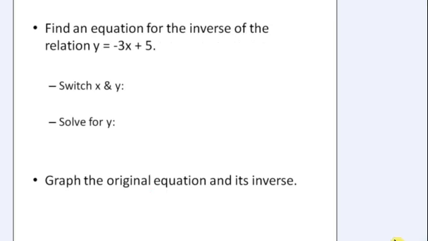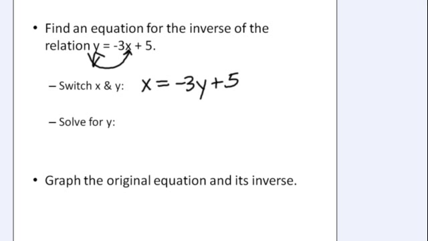We can find inverses from points. We can also find inverses of equations. So we're going to find an equation for the inverse of the relationship between y and x, and y equals -3x plus 5. Well, just like with the points where we switched each x and y coordinate, that's where we want to start: we want to switch x and y. Now, everything else will stay where it is. -3 will stay where it is, 5 will stay where it is. It's just the x and the y that will switch. So that gives us x equals -3 times y plus 5.